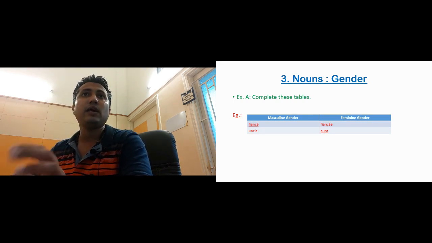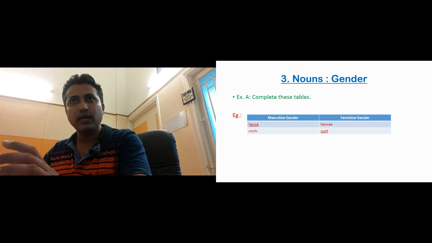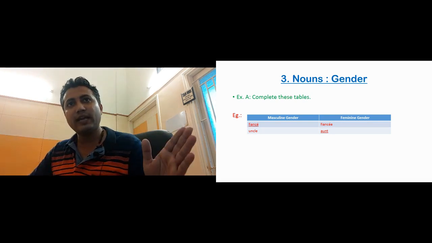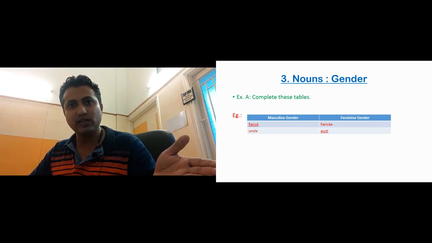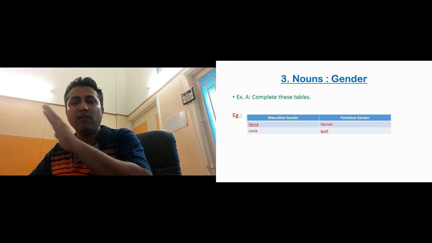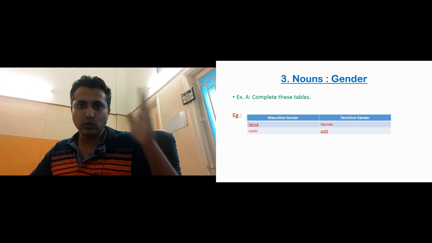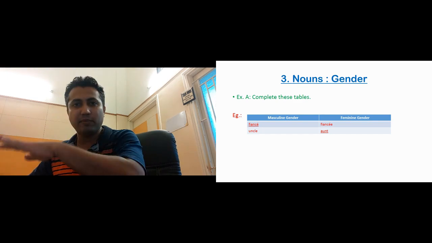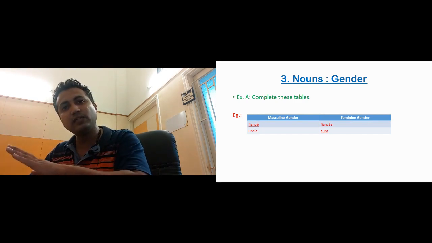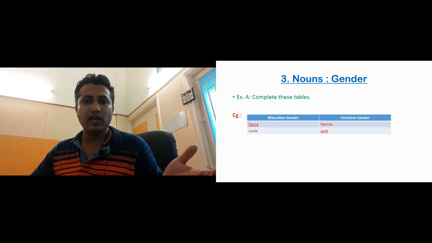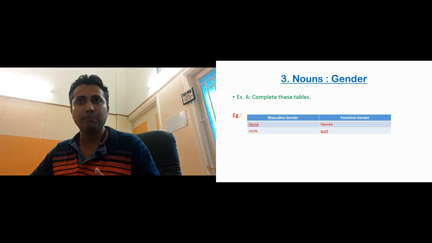The heading says complete these tables. Now in the table, on one side the heading is masculine gender and on the other side it is feminine gender. If masculine gender is given, you have to write the feminine gender of that. If feminine gender is given, you have to write the masculine gender of that. We have solved two examples.